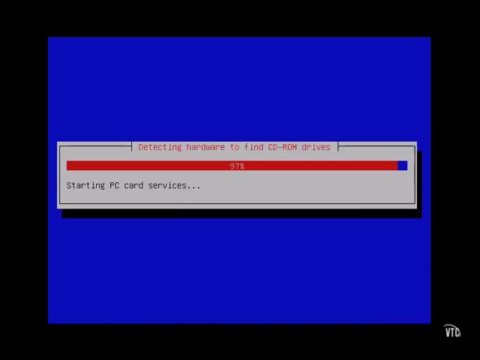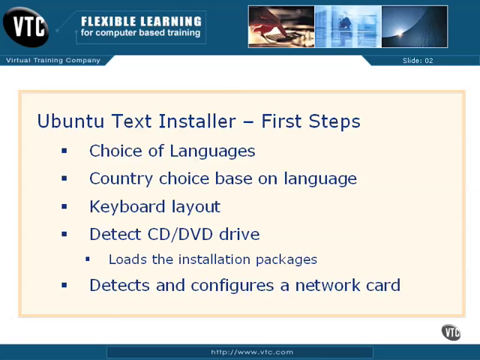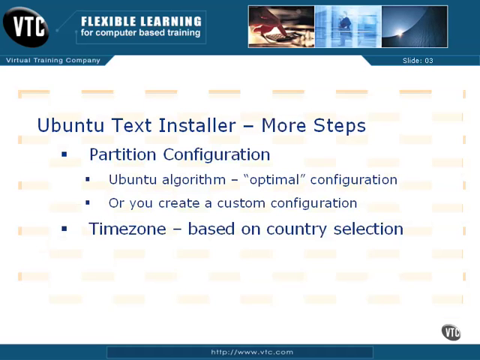The text mode installer then detects existing CD or DVD drives, whether they be real or virtual, and loads installer packages from that drive. It also configures and detects a local network card. If there's an existing DHCP server, it'll take IP address information from that server. Otherwise, you're prompted to configure network settings manually.